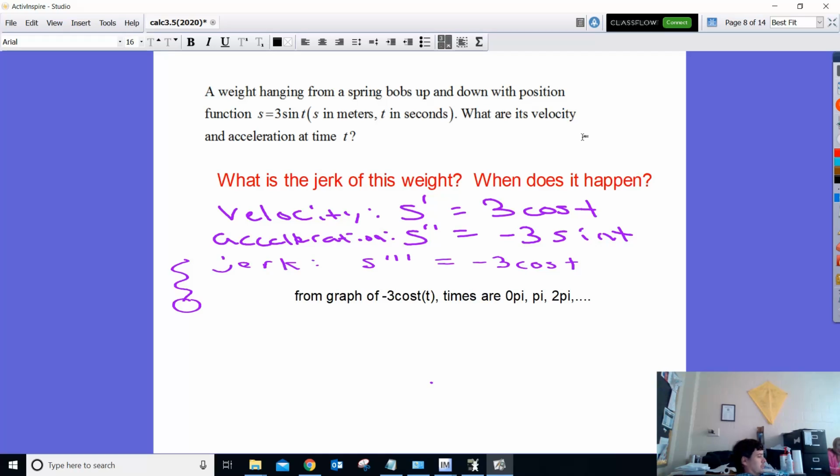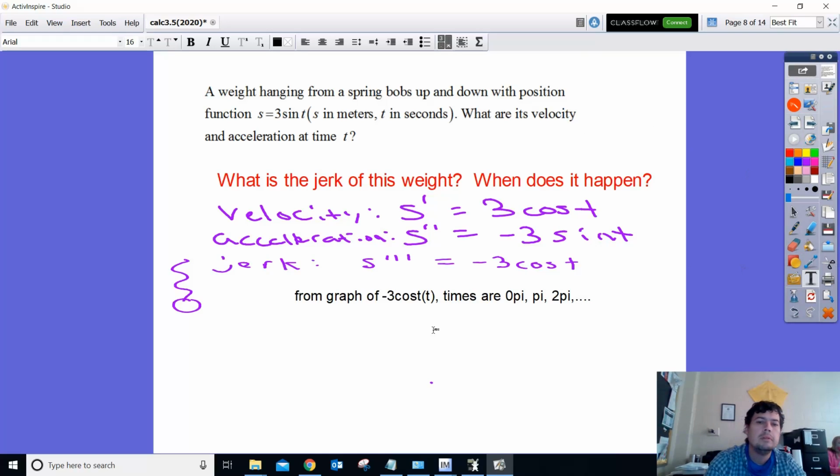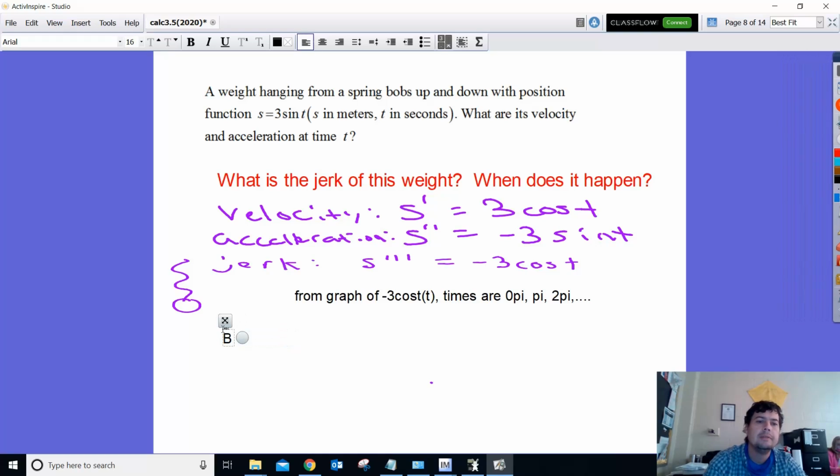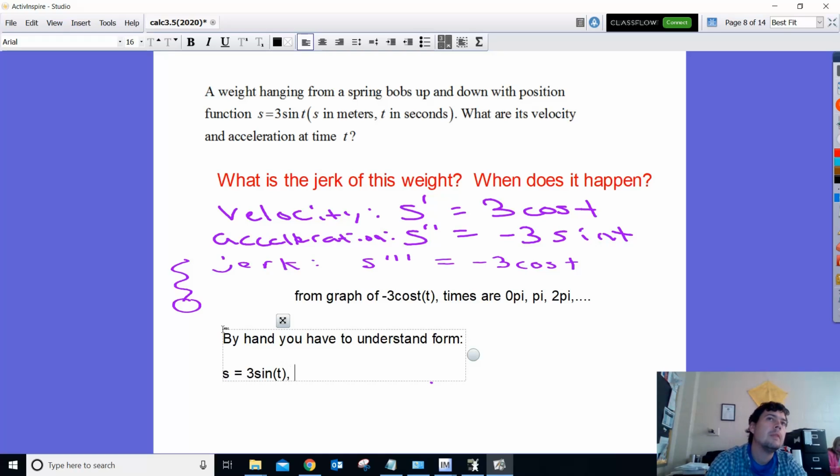That's how you do it by hand. I took a second to remember how. All right, if you want to do it by hand, you have to understand your form. This is s equals 3 sine of t. That's the original equation. The 3 is units above or below rest.